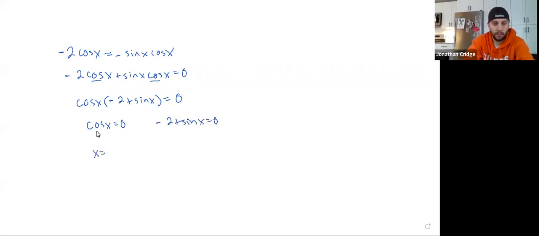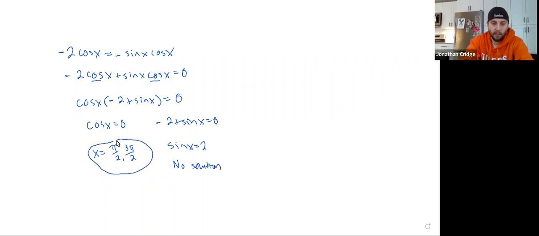So I'm looking for angles that have an x value of 0. So that happens at pi over 2 and 3 pi over 2. And then over here, I'd add 2 to both sides. So sine of x equals 2. And then I'm looking for angles that have a sine value of 2. That's not going to happen anywhere because remember, sine and cosine have to be less than or equal to 1. So the only solutions I have on this are pi over 2 and 3 pi over 2. Okay, so there's the first example.